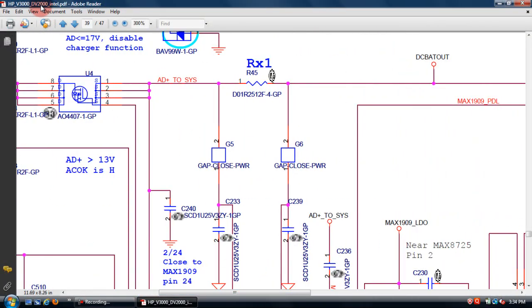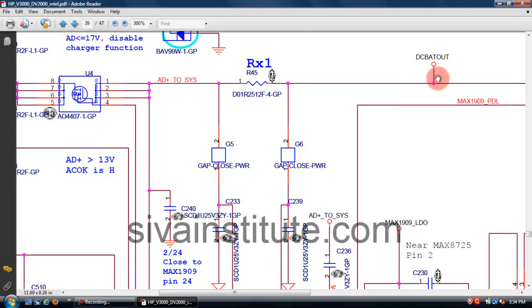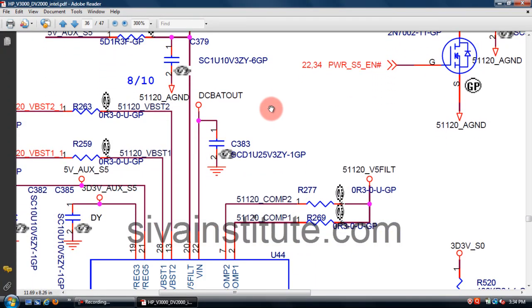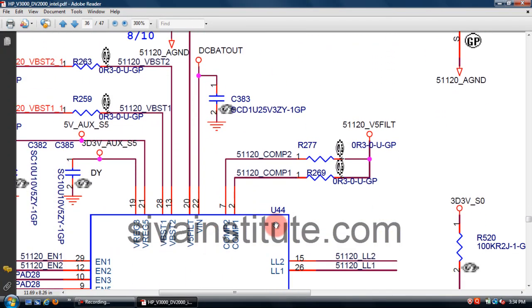This is the current limiting resistor. This voltage goes to DC bat out. You should check this voltage. It goes to page number 36. We will see page number 36. This is DC bat out. This voltage comes to U44 pin number 22.